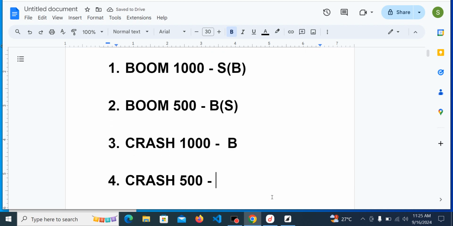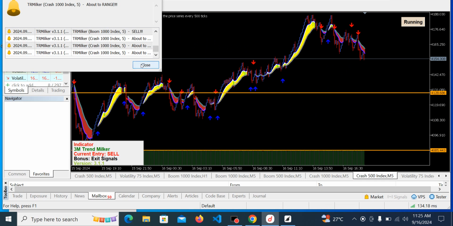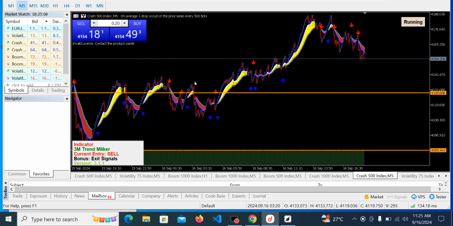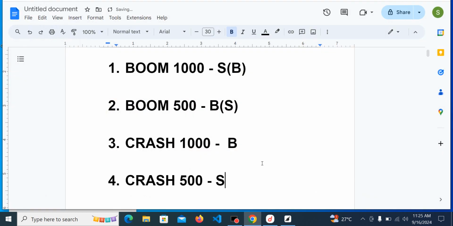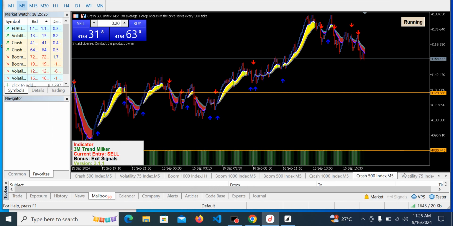Okay, the next asset is going to be Crash 500. Let's check it out together. This is Crash 500. It had been on uptrend for long, but got to this resistance zone, was unable to go above it, so it has started a downtrend right now, and it is selling at the moment. So this is going to be giving us more of a selling opportunity than a buying opportunity. Last asset will be Volatility 75.